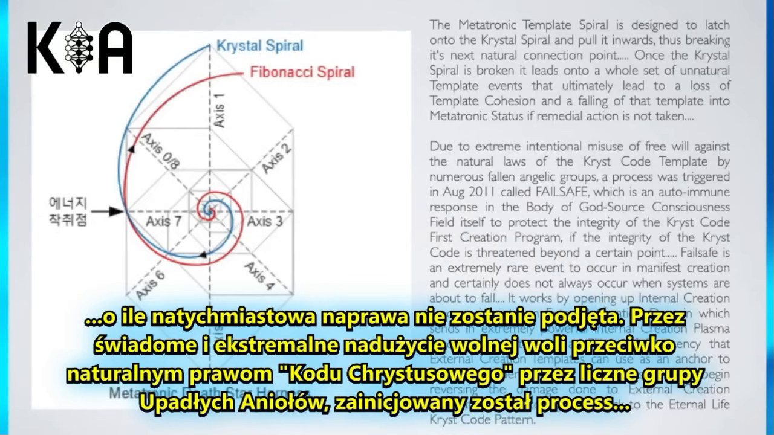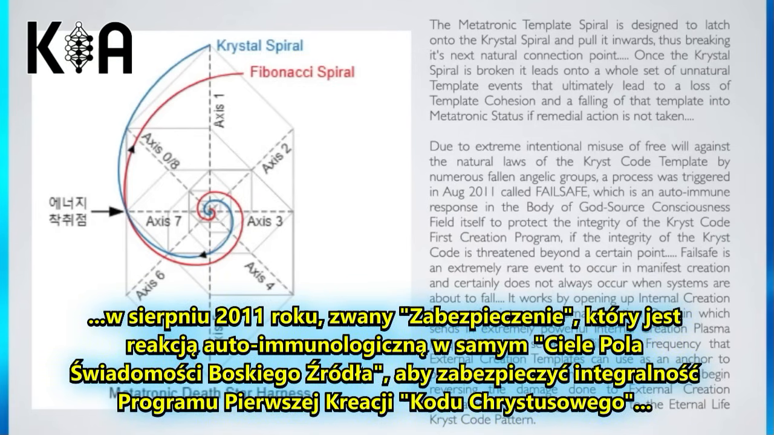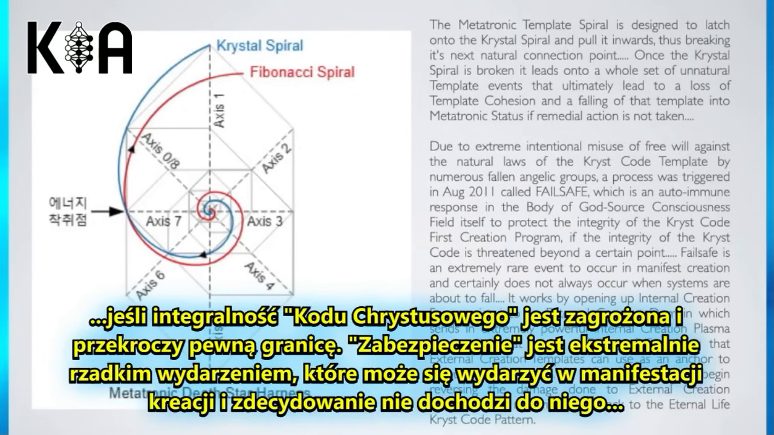Due to extreme intentional misuse of free will against the natural laws of the Christ code template by numerous fallen angelic groups, a process was triggered in August 2011 called failsafe, which is an autoimmune response in the body of God Source consciousness field itself to protect the integrity of the Christ code first creation program if the integrity of the Christ code is threatened beyond a certain point.